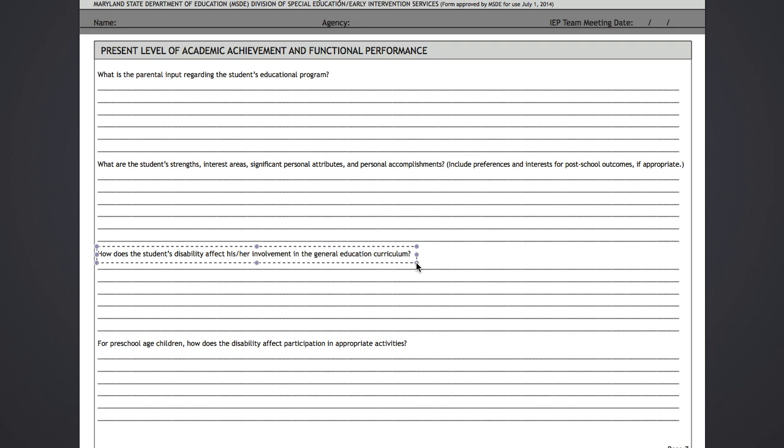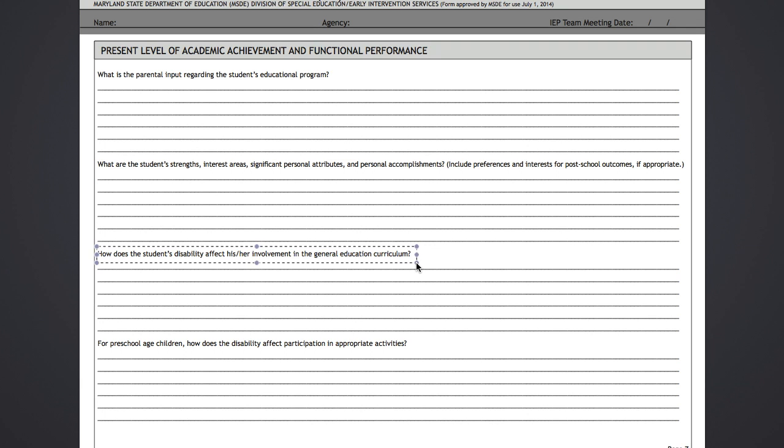This is something that you're going to want to highlight, star, put an asterisk next to in your notes. This is sometimes referred to as the impact statement on the IEP. How does the student's disability affect his or her involvement in the general education curriculum? Sometimes I think it's helpful to think of this in terms of an if-then statement. If there is a concern, then what is the impact on the student's participation?